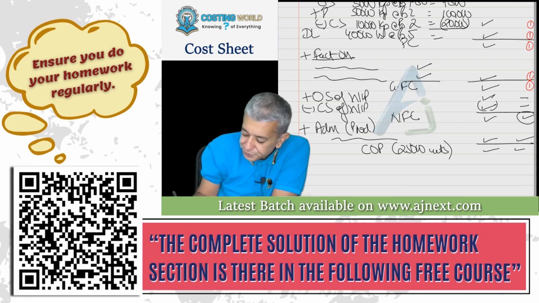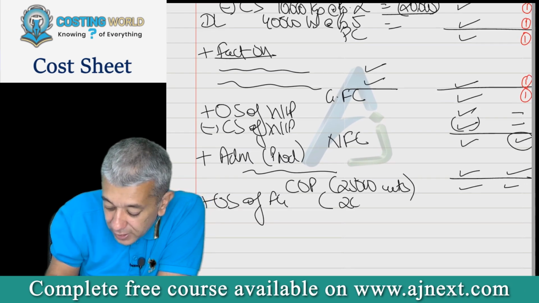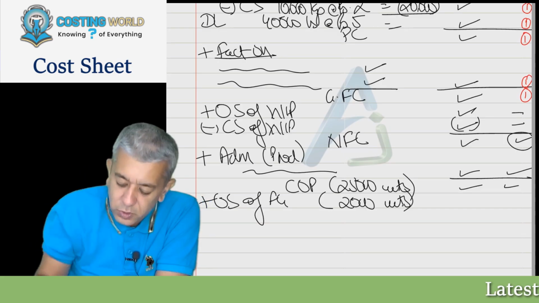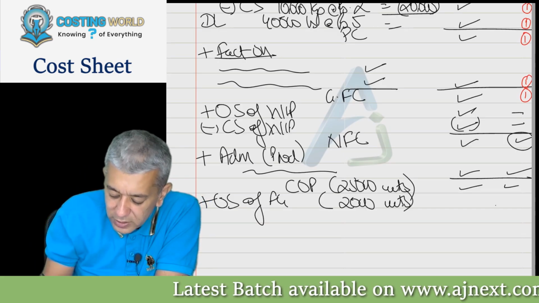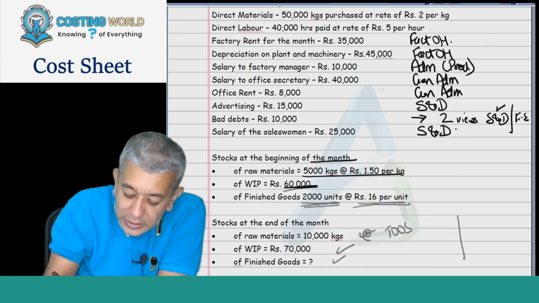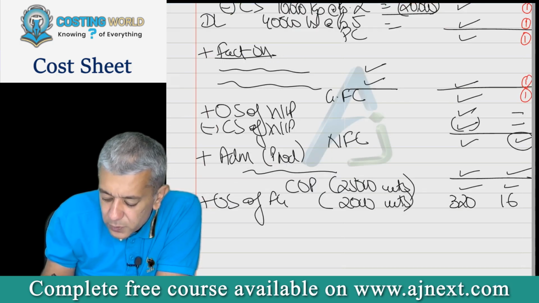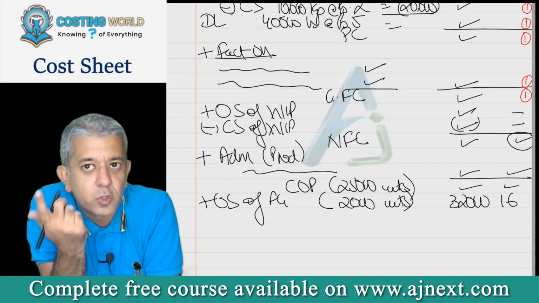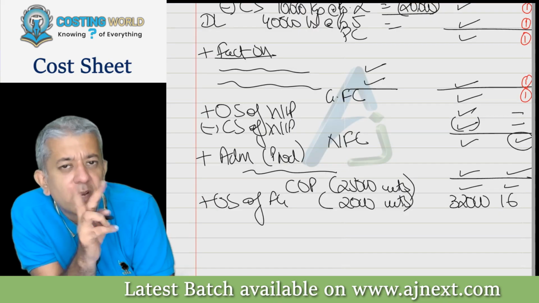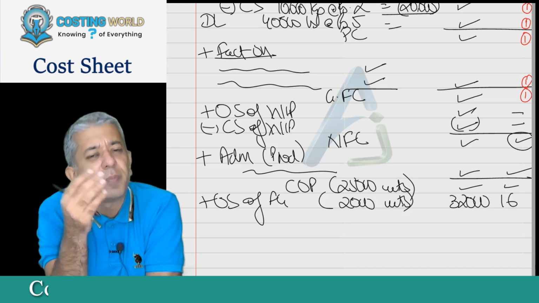After that, add opening stock of finished goods, 2,000 units. My writing is pathetic; you all try to improve yourself, please. This particular figure will be 16 per unit. Into 2,000, this figure will be 32,000. You all understood what I have done? Because the per unit figure was given to you. In the last question, the total figure was given and we divided it. Now the per unit figure is given, so we multiplied it.